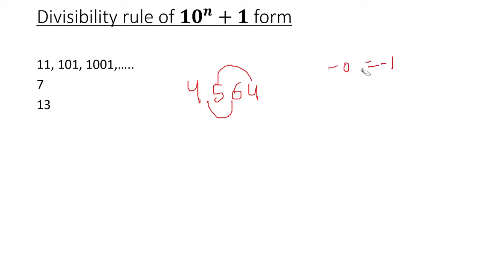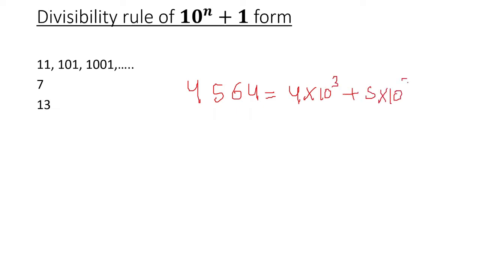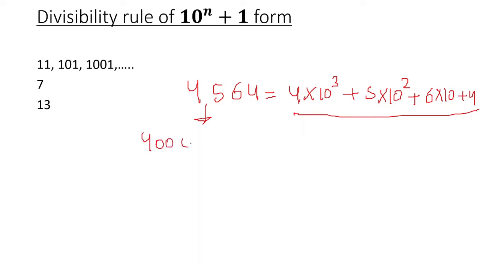But why 9 minus 10? From where does it come? Now let's check this. This number can be written as 4 into 10 to the power 3 plus 5 into 10 to the power 2 plus 6 into 10 plus 4. Anyone having doubt? Or you can write this number like 4000 plus 500 plus 60 plus 4. So the same thing I have written here. Now you just need to check whether this is divisible by 11 or not.